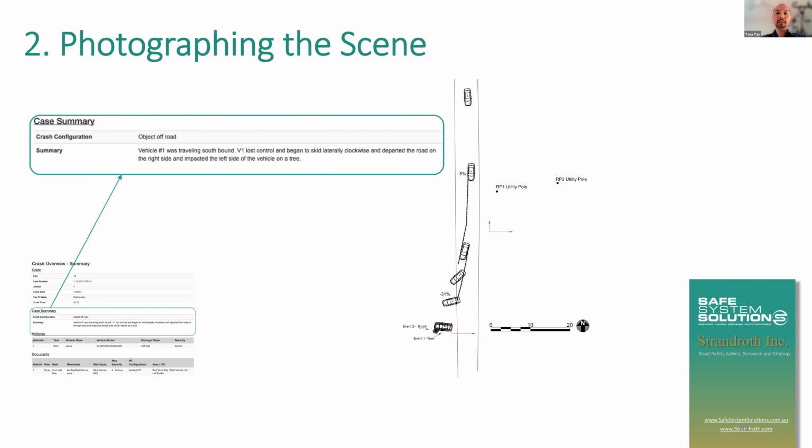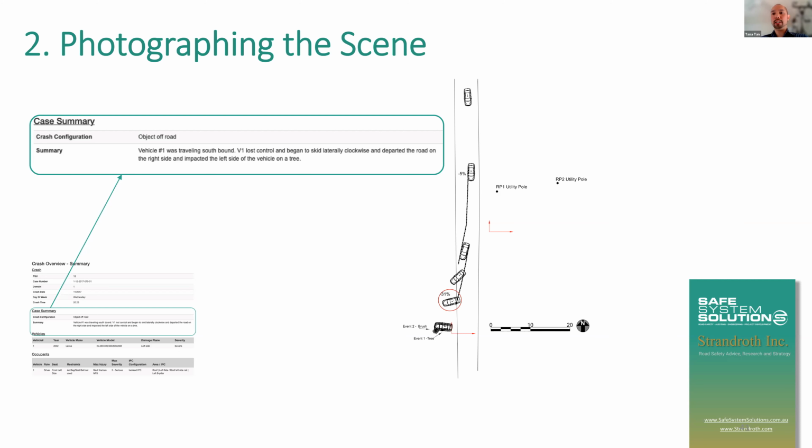So vehicle one, which I've circled in red here, was traveling southbound. Vehicle one lost control and began to skid laterally clockwise. I'm just going to walk you through the motion. So that's where it started skidding and it turned laterally, and departed the road on the right side. This is relative to the vehicle driver again.